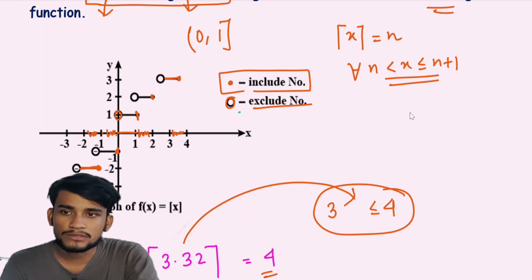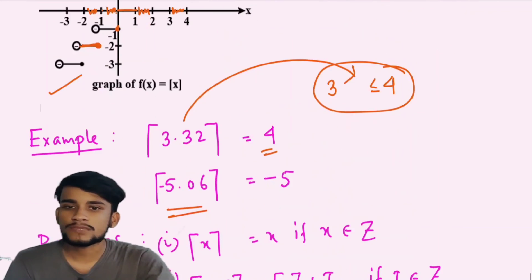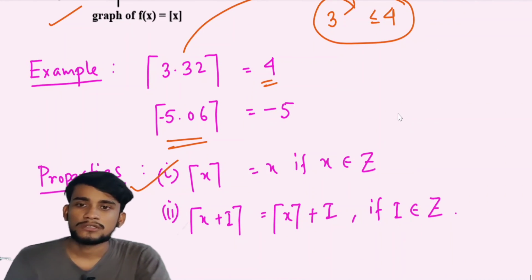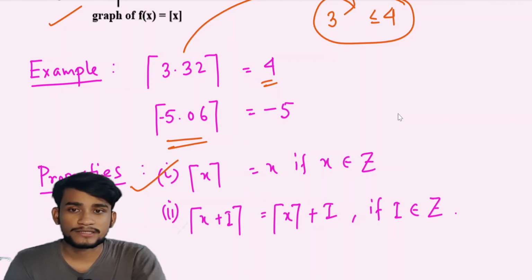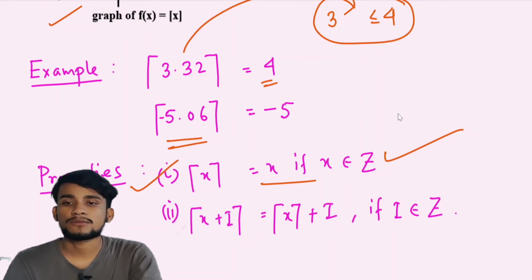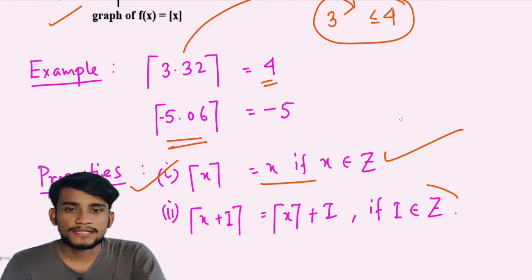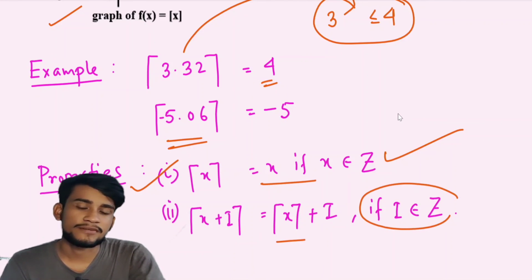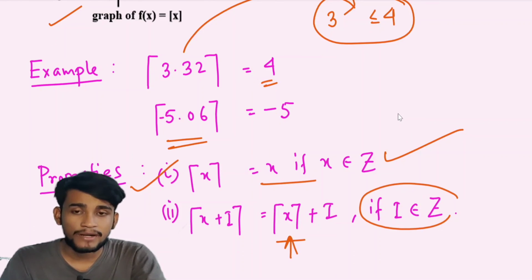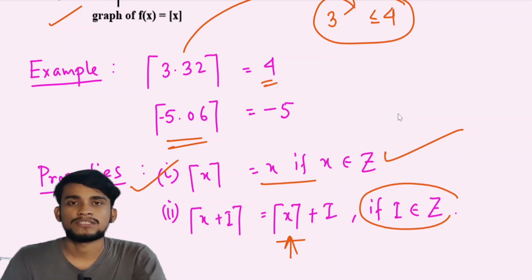And similarly so on. And there are two properties of this function also. So the least integer function of x is equal to x if x is an integer, and the least integer function of x plus I, if I is an integer, then this gives the least integer function applied only on the number x. So this is the content of this video.